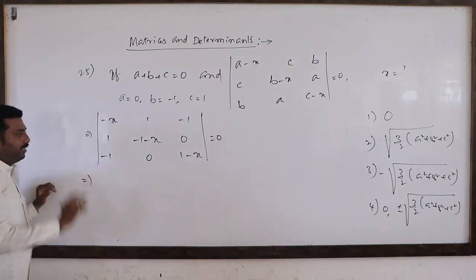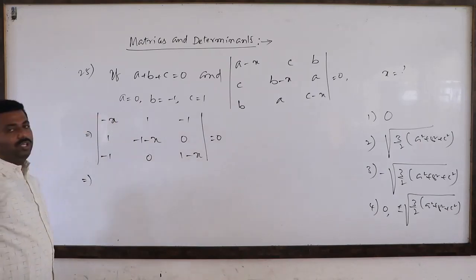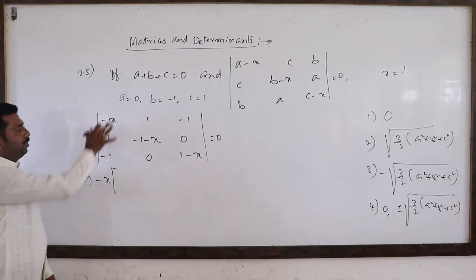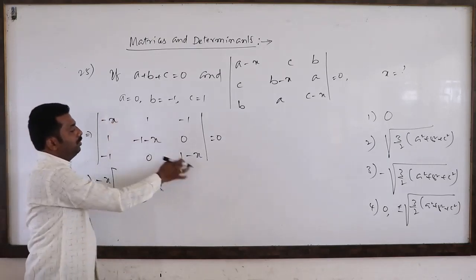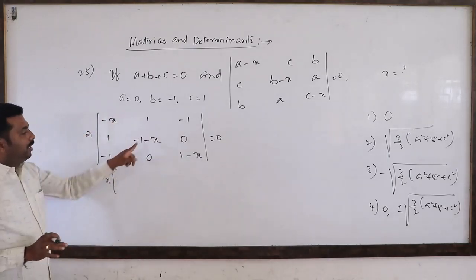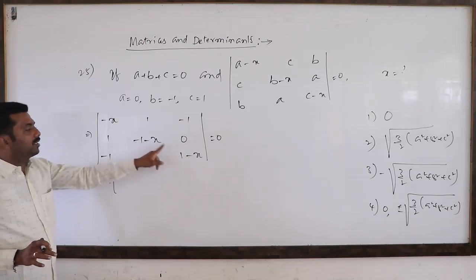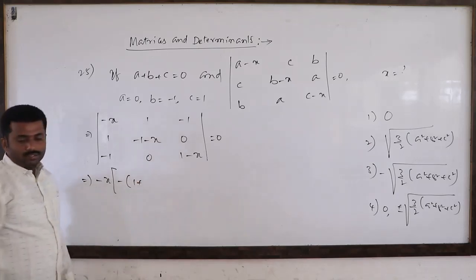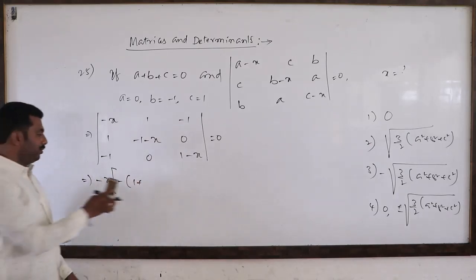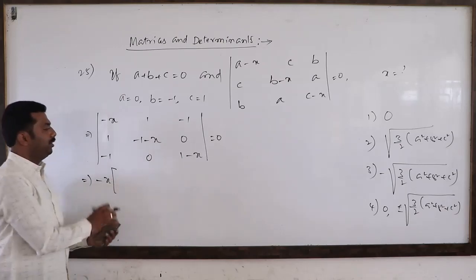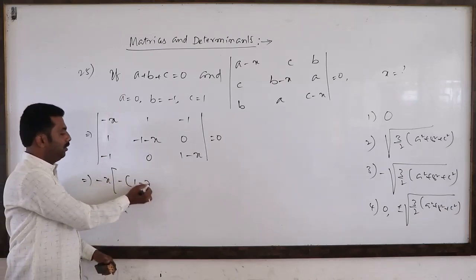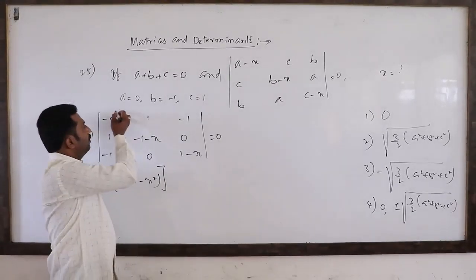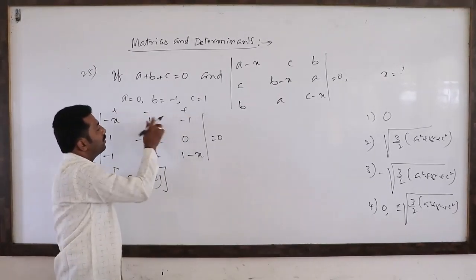So if we expand directly along the first row, minus x into, you close this column and this row, these two we have to multiply. See here, if I take minus common, 1 plus x, 1 minus x, so we can write this as a square minus b square type. So minus 1 minus x square minus 0. Next, this is plus minus plus.